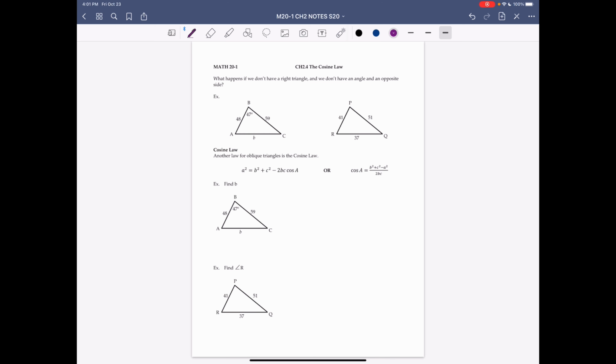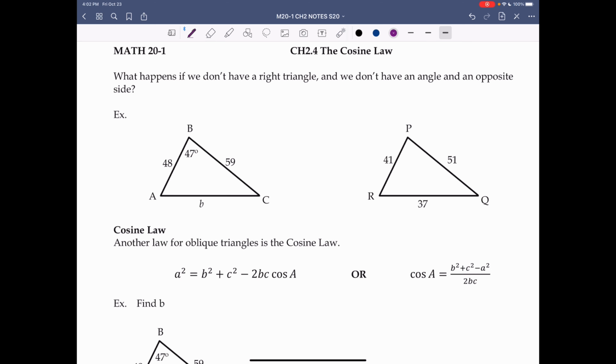Chapter 2.4, the cosine law. What happens if we don't have a right triangle and we also don't have an angle and an opposite side? Looking at the two examples below, in the left one we have an angle and the two sides adjacent to that angle. We don't have any pair, so we can't use the sine law, and it's not a right triangle, so we can't use our primary trig ratios or Pythagorean theorem.